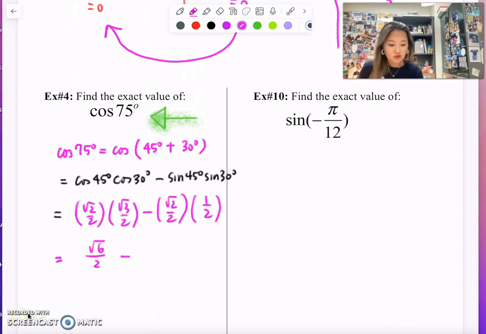And this is going to be root 2 over, oh, sorry, I meant 4, right? And then 4. So I get a combination of root 6 minus root 2 over 4. And that is great. Did I do this correctly, you guys? Yeah, I did, right?